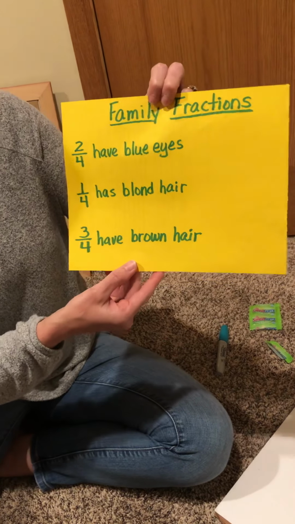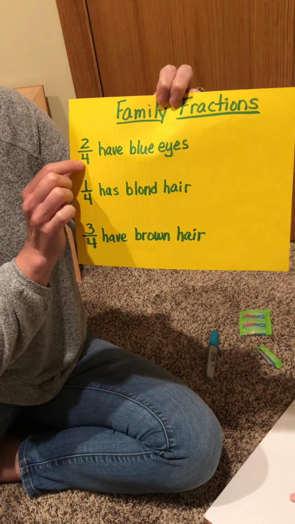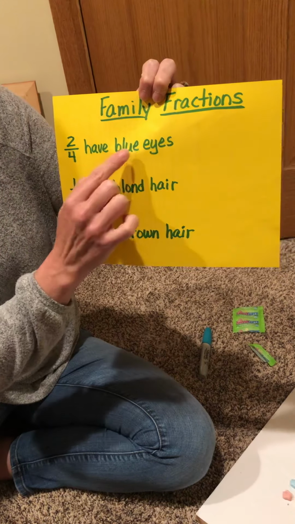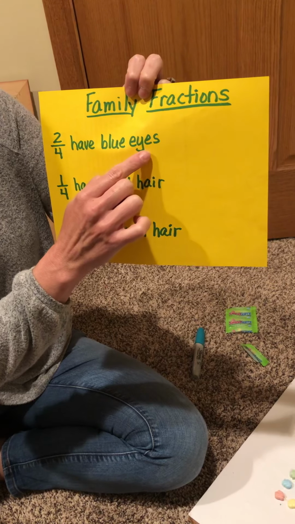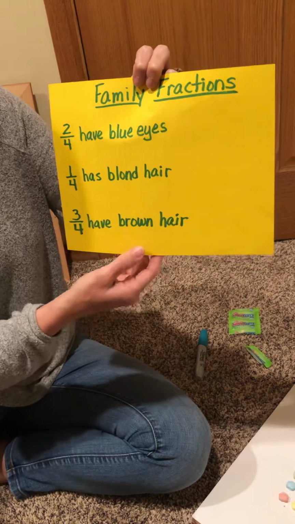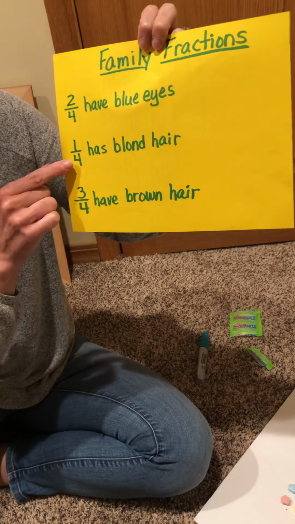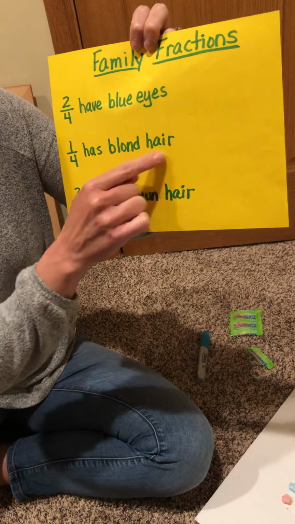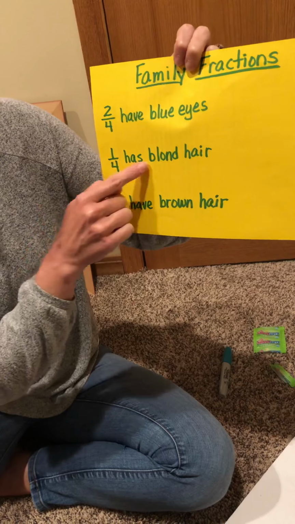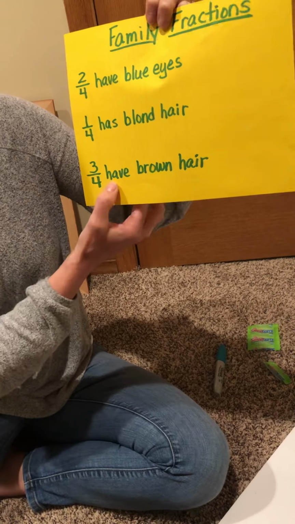Now, there's 4 people in my family, so that's going to be my denominator. And I thought about my family members, and I thought about eye color. Well, only 2 of them have blue eyes, and the other 2 have green eyes. So I wrote the fraction 2/4 have blue eyes. And then I thought about our hair color for a little bit, and only 1 out of 4 in my family have blonde hair. Guess who that is? Me, you're right. So I'm the 1/4 that has blonde hair, and then 3/4 of my family members have brown hair.